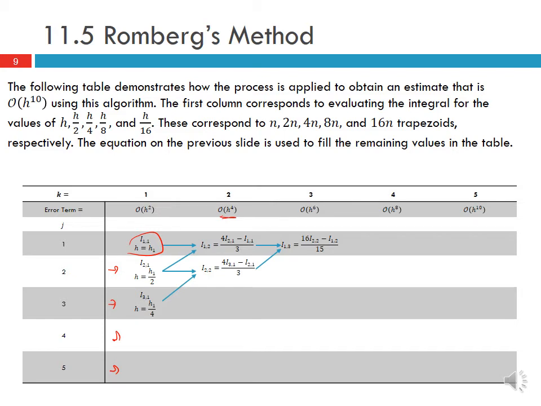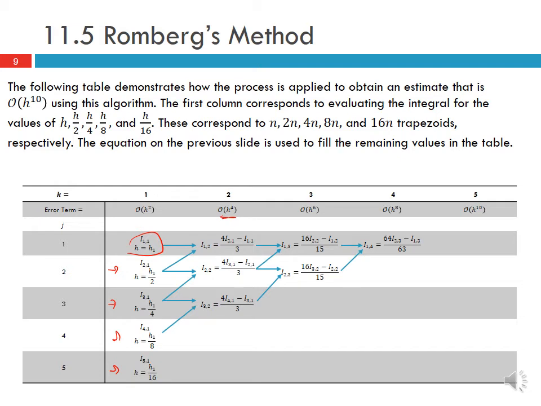In the next iteration, we add another estimate using the trapezoidal rule with a step size of h over 8. Then we take the two second order estimates to get another fourth order estimate. Then we take these two fourth order estimates to get another sixth order estimate. And then we take our two sixth order estimates to get an eighth order estimate. Here the linear combination is 64 I23 minus I13 divided by 63.